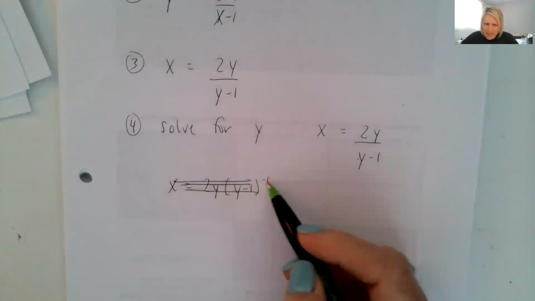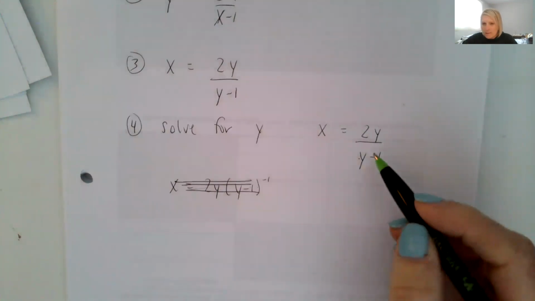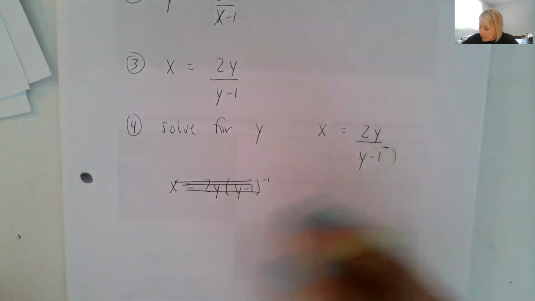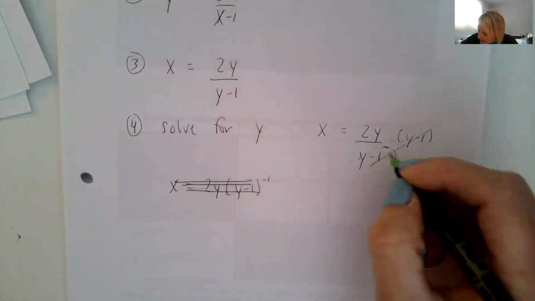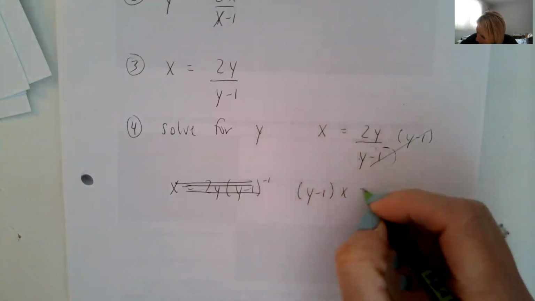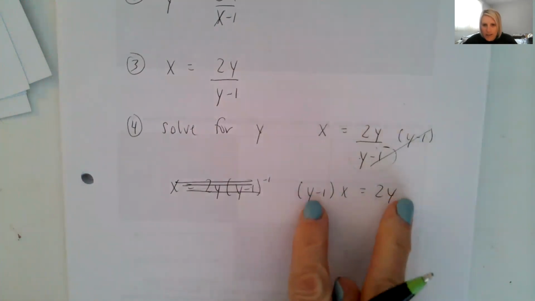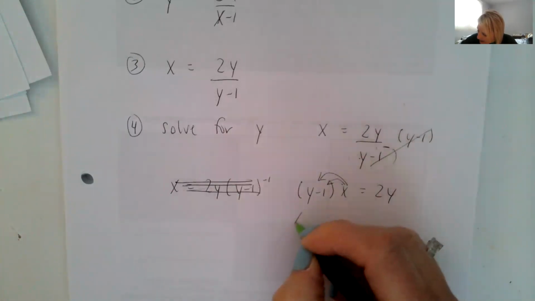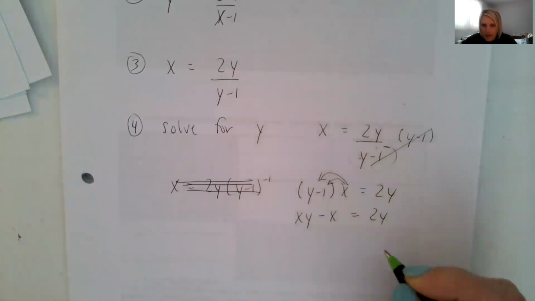So what we could do is multiply both sides by y minus 1 to get this y out of the denominator for 1. If we do that, it cancels on the left, and we get y minus 1 times x equals 2y. So we need to figure out a way to get all of our y's together. So let's distribute through this x. So we get x times y minus x equals 2y.